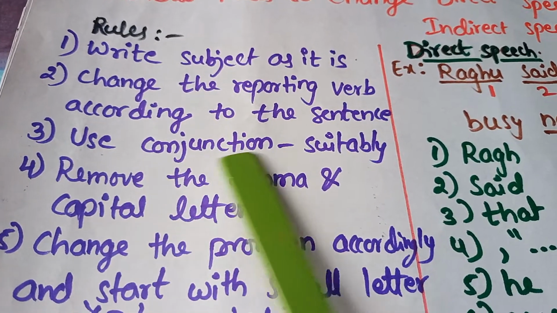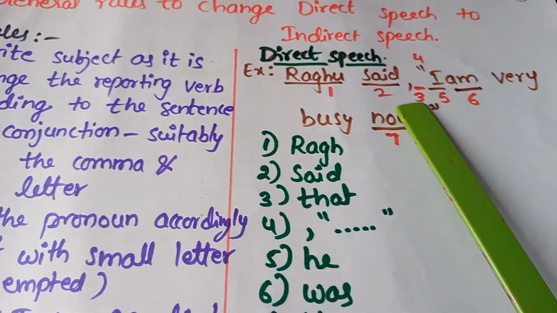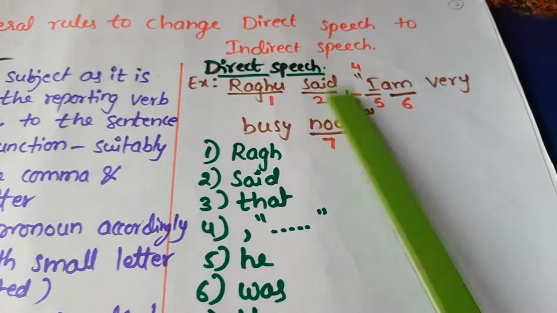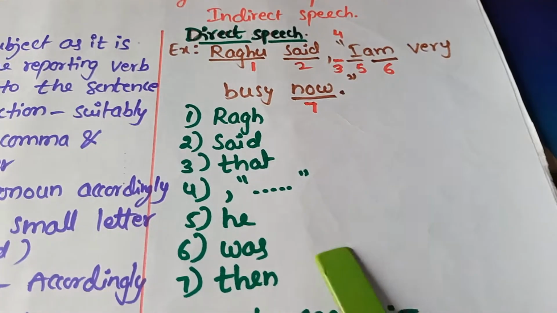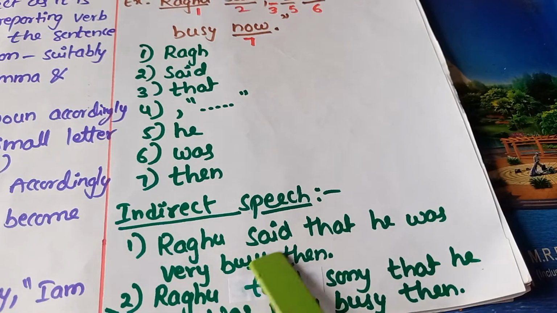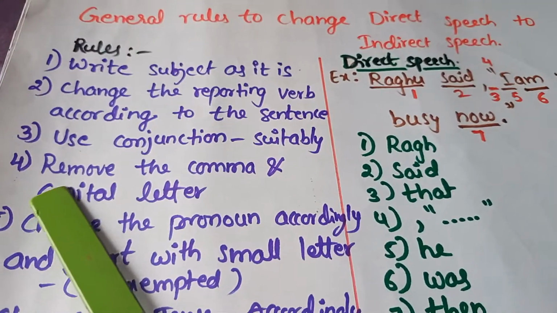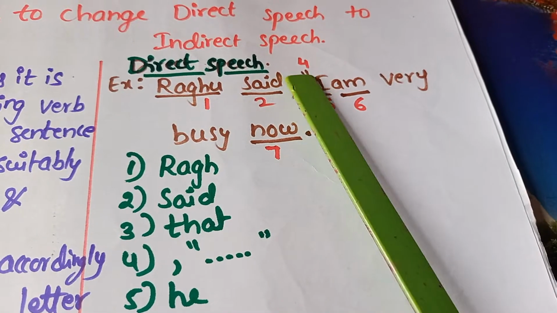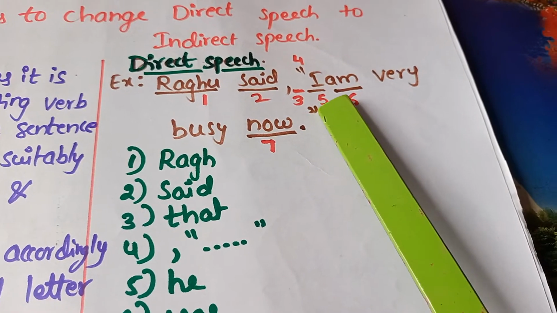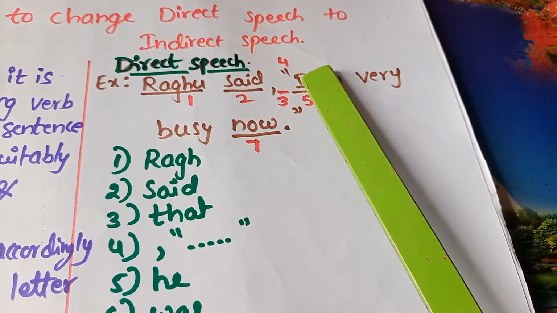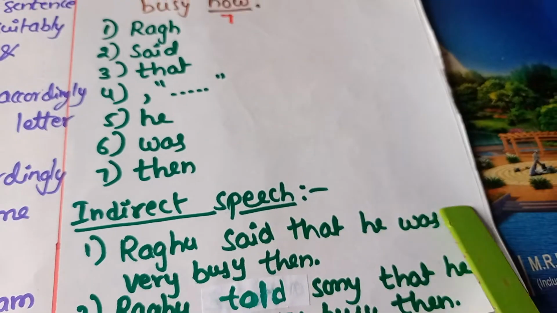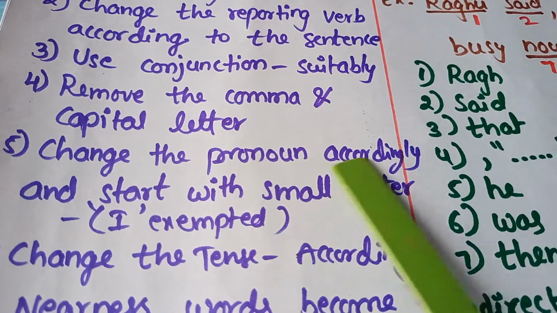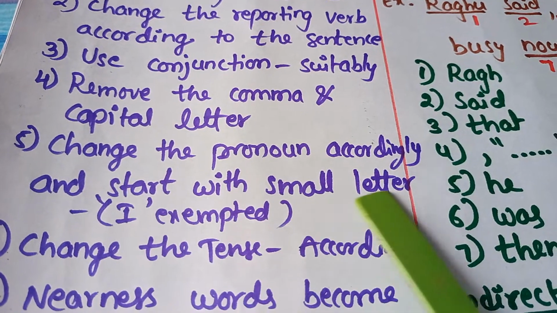Next, third one, use a conjunction suitably. According to this sentence, we write the conjunction that. Next, fourth rule, remove the inverted commas and capital letters. Here there are no capital letters and no inverted commas. Next, fifth, change the pronoun accordingly and start with a small letter.